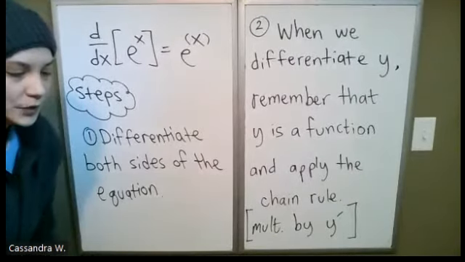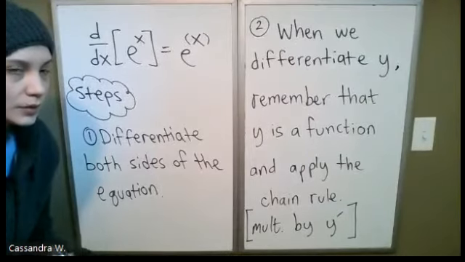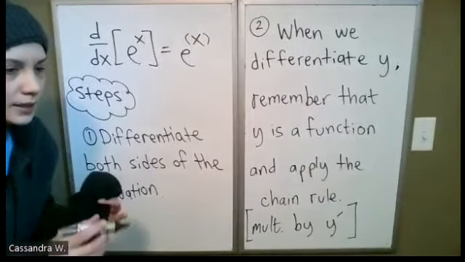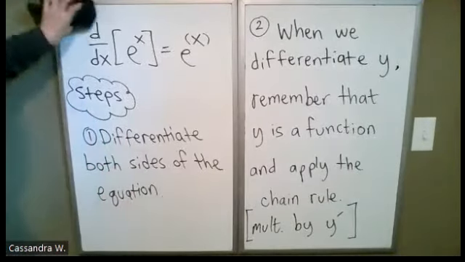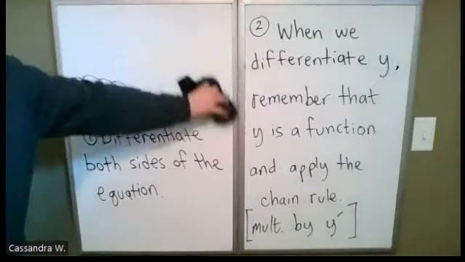Next step, you want to isolate y prime. So get y prime on one side of the equation, everything else over to the other side. Solve for y prime.